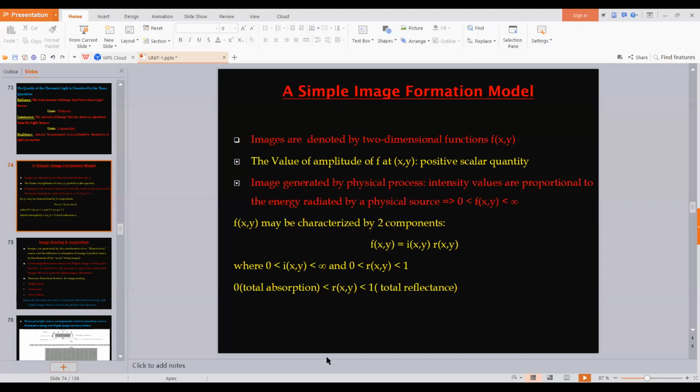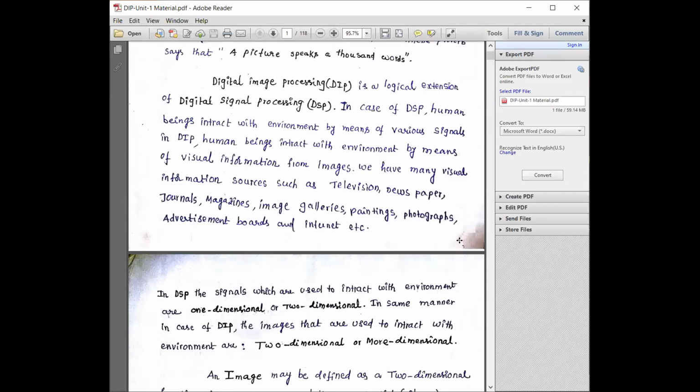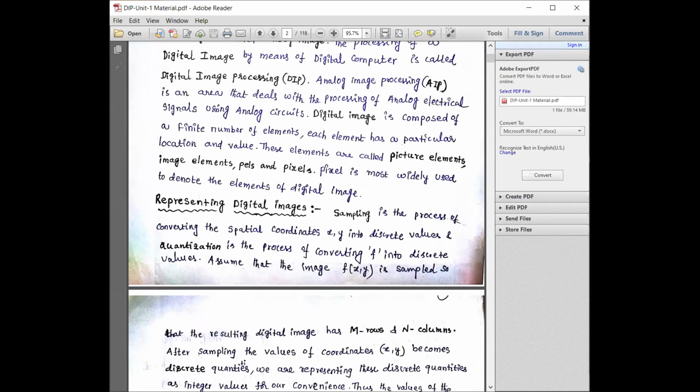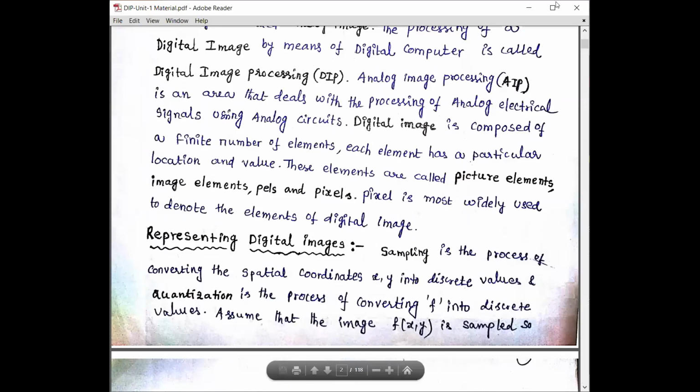Good morning. Today we will discuss the simple image formation model. In order to understand this model, we have to go for the image. So what is an image again, and how to represent an image? In order to understand what an image is and how to represent it, we'll go to this PDF document. I will show you how to represent an image and what an image exactly is.